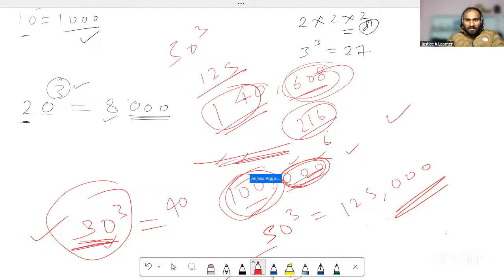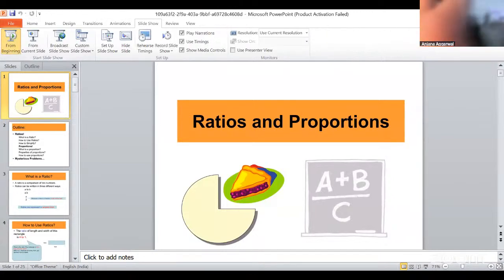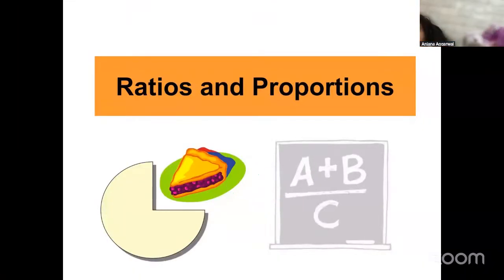That's all in this. Now I just wanted to go with a PPT for ratio and proportion, and that's important. Wait, I'm just sharing. Turn on the camera, Prisha. Can you see that PPT? The pizza. Yeah, your favorite. You like that? Okay.